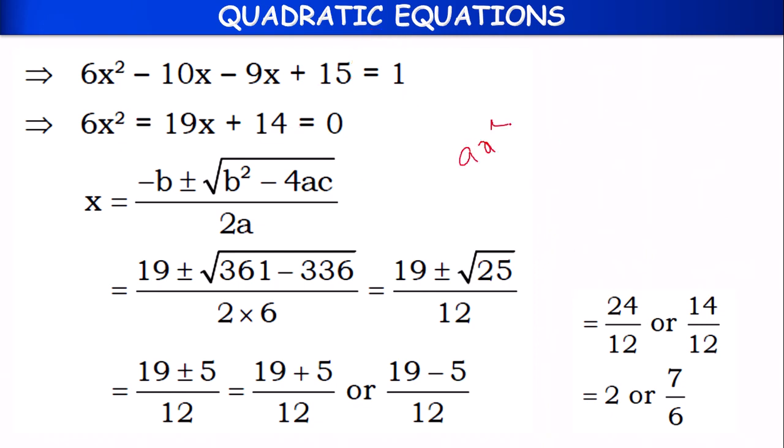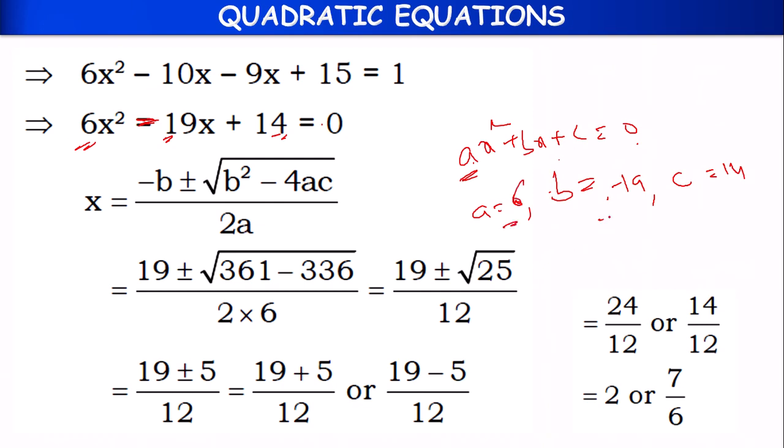So if we compare this equation with ax square plus bx plus c equal to 0, in the place of a, we have 6. A value is 6. In the place of b, we have minus 19. And in the place of c, we have 14. So now we can note down the a, b, c values.